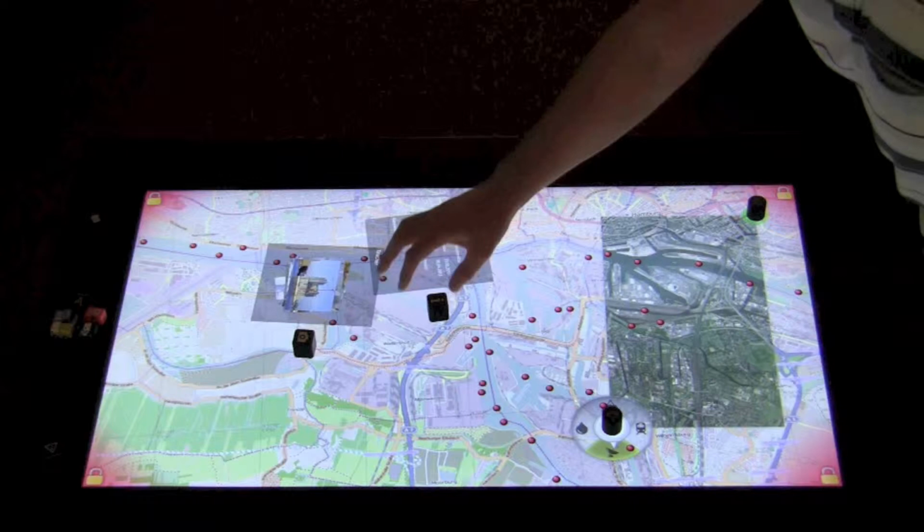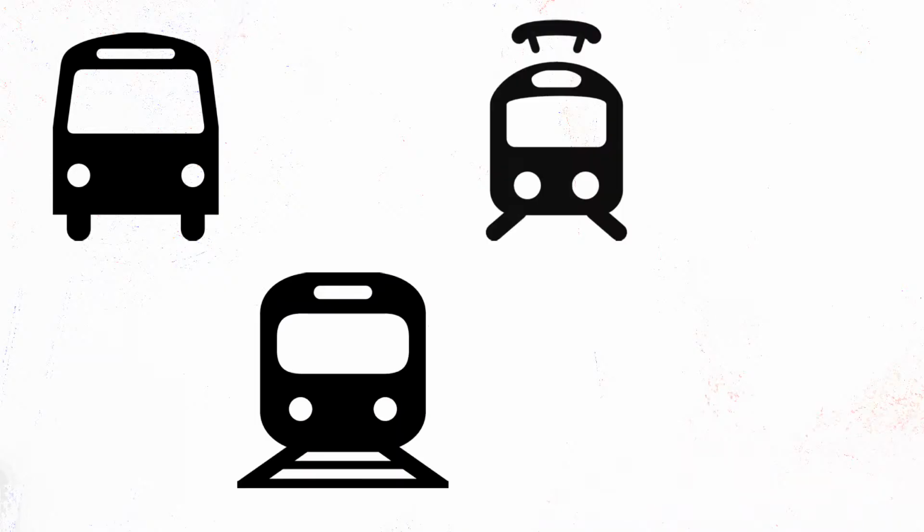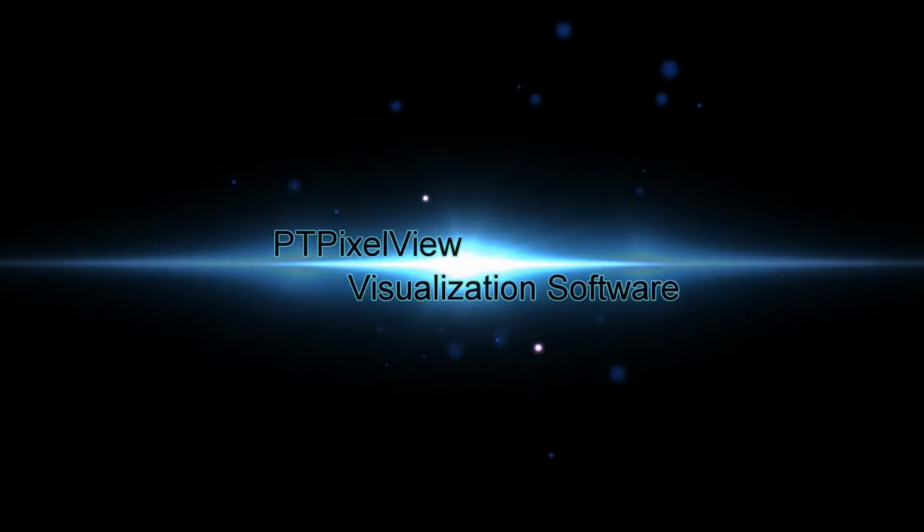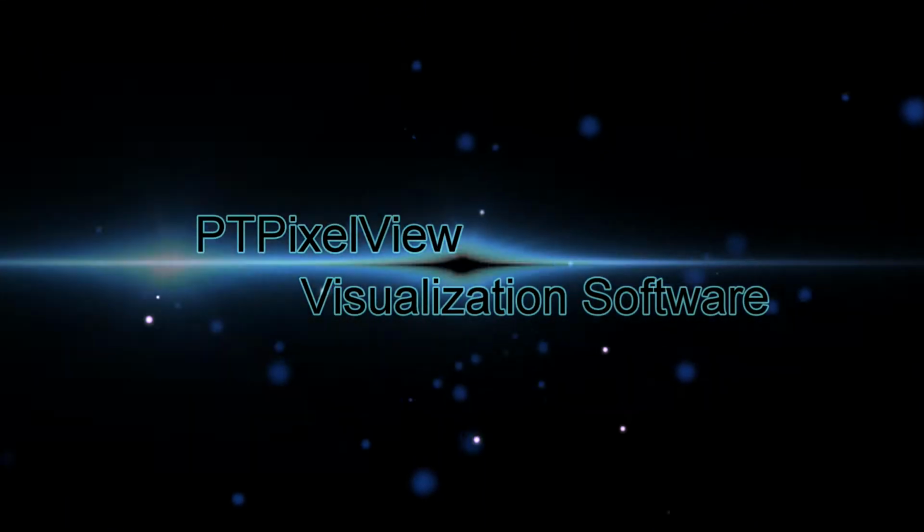Utilising this technology, we plan to deliver an interactive map of the public transport network in Sydney, with each bus, train, tram and ferry represented by a single dot moving about the city. We call it PT Pixel View, the public transport visualization software.